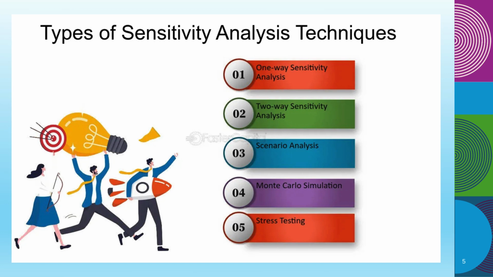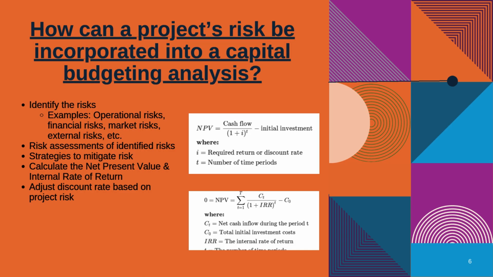Okay, lastly, I have the topic question. How can a project's risk be incorporated into a capital budget analysis? So you could identify the risk. You can have operational risk, financial risk, market risk, or external risk. Next, risk assessments of identified risk. 3, strategies to mitigate the risk. 4, you could calculate the NPV and IRR. I have included the formulas on the side for those. And lastly, I have adjust discount rates based on the project risk.